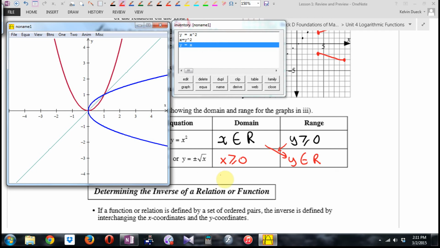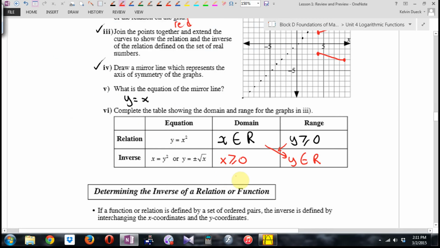So I've got a shortcut method where if my graphing software can't handle something, my brain can pretty easily. The domain of the original becomes the range of the inverse, and the range of the original becomes the domain of the inverse. Or, my shorthand version, switch the x and y's.